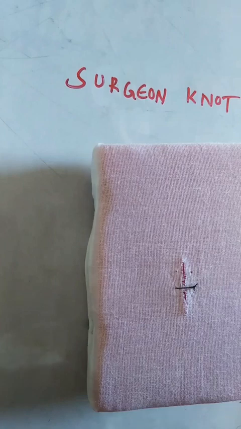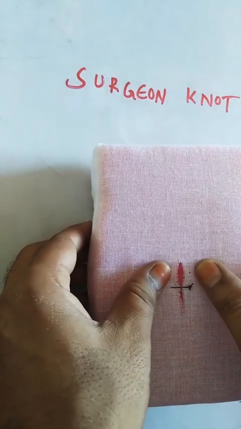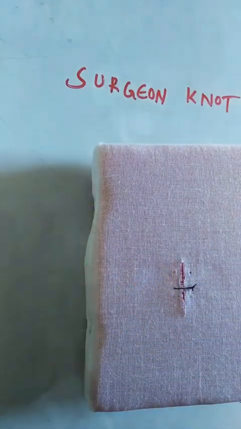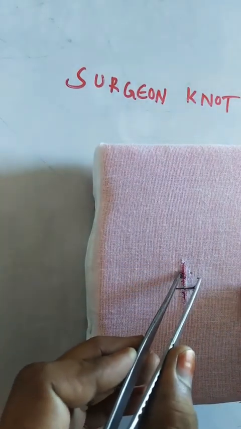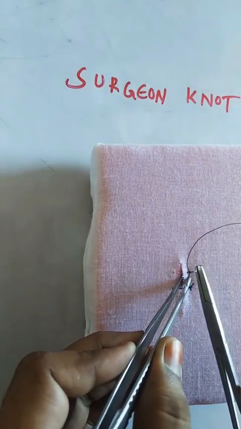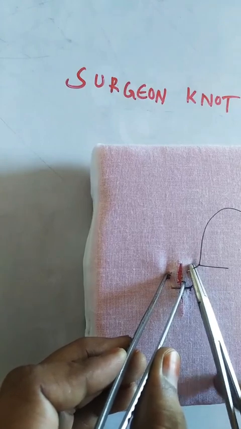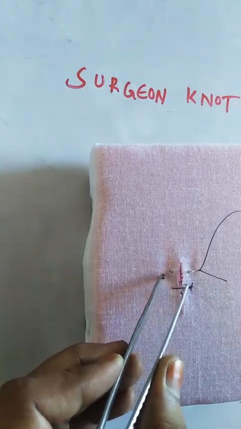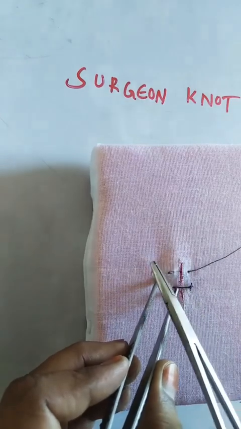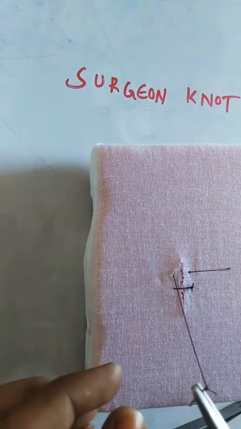Now we'll see the surgeon's knot. So there is the incision site, two edges are there. I will hold one edge with the adson tissue holding forceps, and I will pass the needle perpendicular to the tissues. I will pass through both the edges at once. Then you have to pull the suture through the tissues.